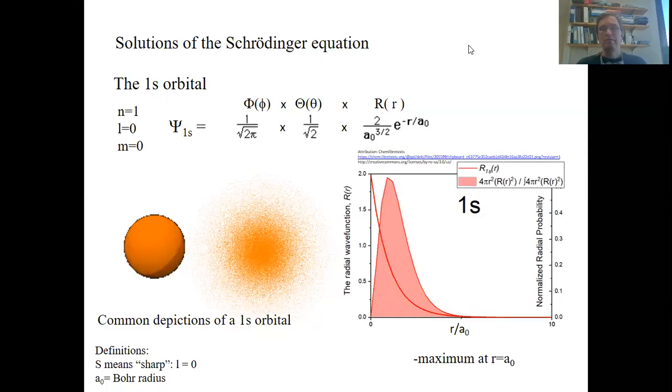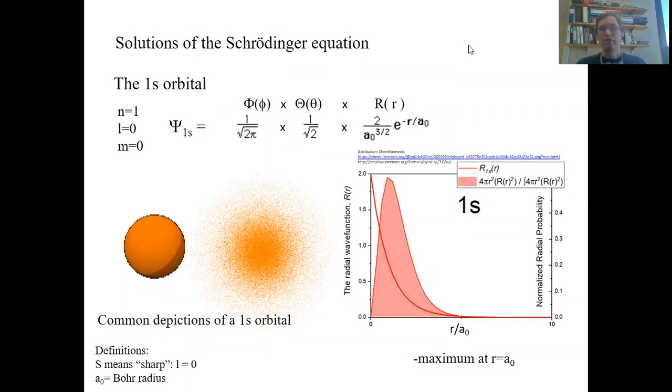Okay, let's move on with our course. In the last class, we looked at the Schrödinger equation for the hydrogen atom, and we also discussed the solutions of the Schrödinger equation.